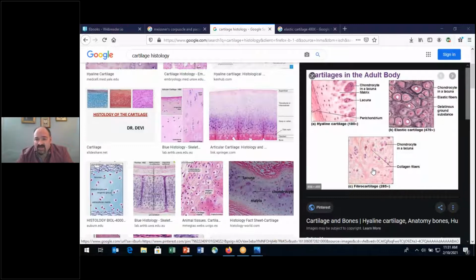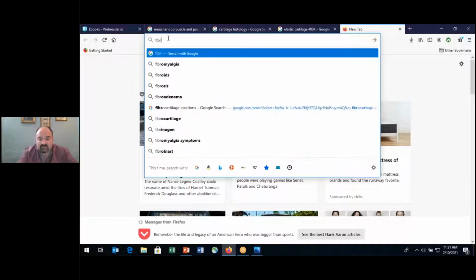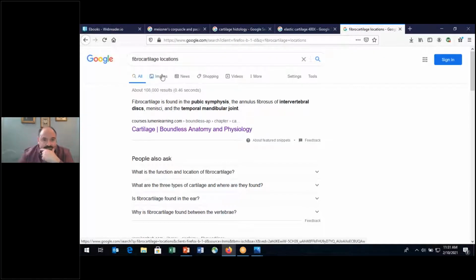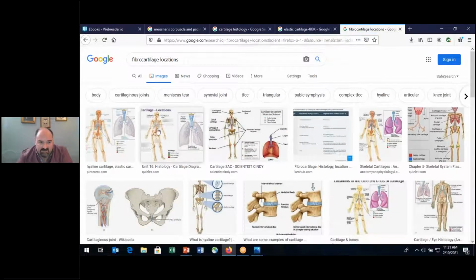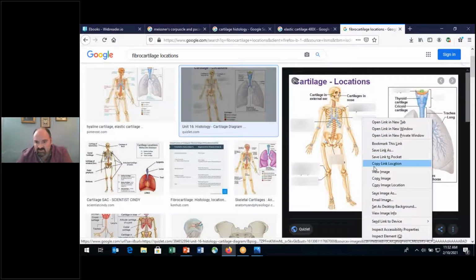Now, as we look at fibrocartilage, we know elastic cartilage, we think of the E's. For fibrocartilage, we're thinking of the intervertebral discs, the discs between each of the vertebra of your spine, okay? Fibrocartilage. The pubic symphysis. So let's take a look and show you. So it's going to be the intervertebral discs. Here we go. Good one. And you can do this, folks. So see the discs here? Let's make this a larger image.